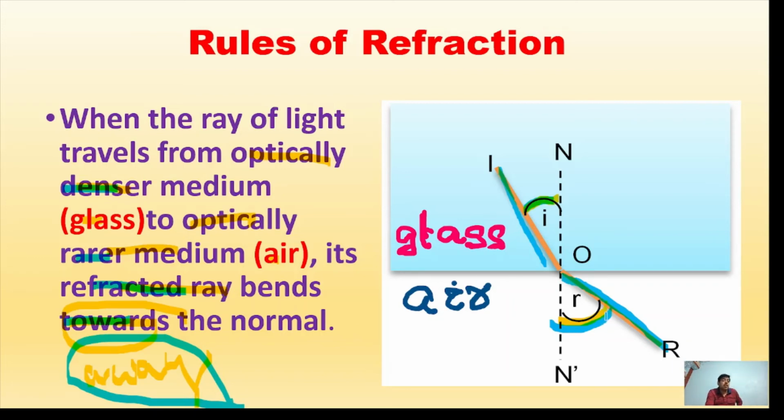This is one of the rules of refraction, and this is mostly useful to study how to draw the ray diagram of the different spherical mirrors. And these rules of refraction are most important.